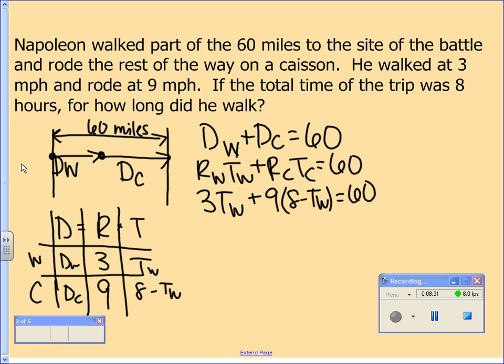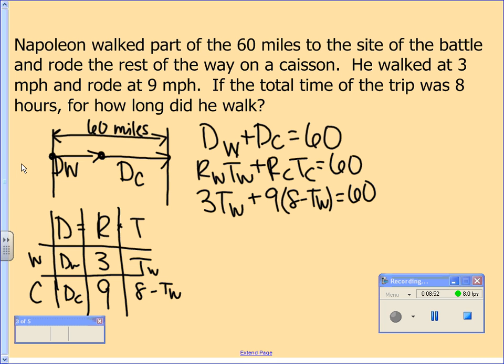Two different equations? What do you mean? Okay, what do we know about D? D equals RT. So instead of D, RT, because distance equals rate times time. Those are the kind of problems we've been doing. Distance equals rate times time.